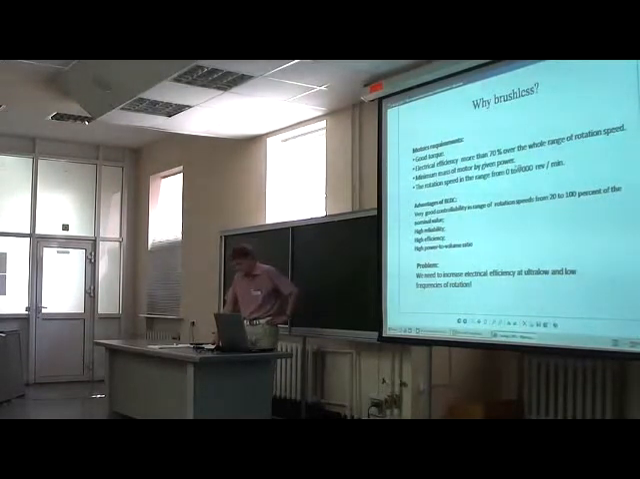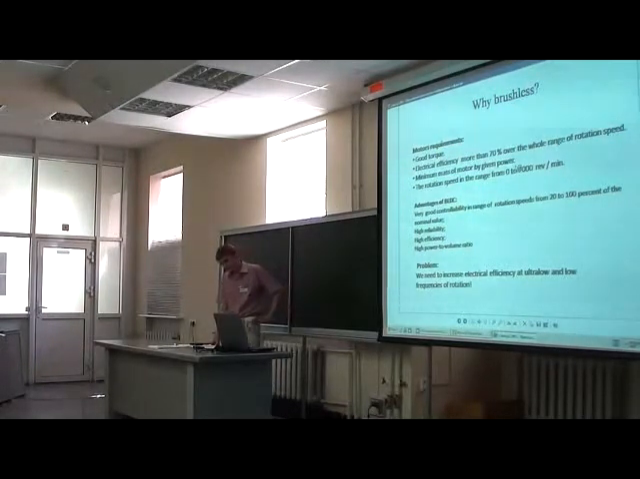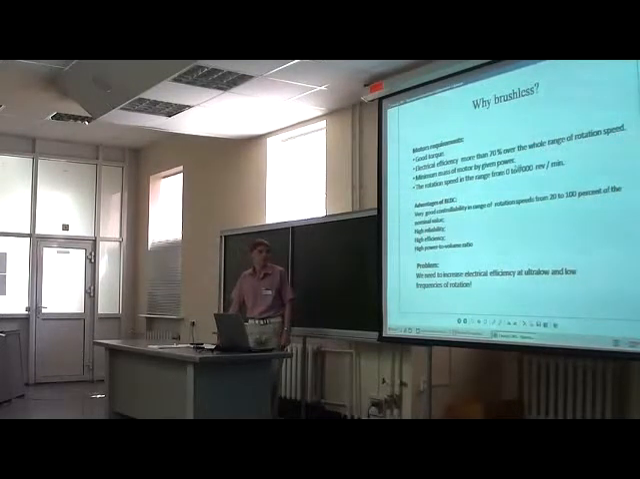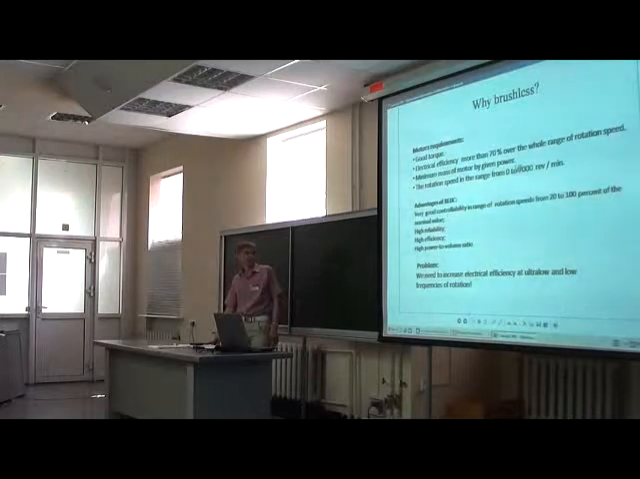The second one is the motor must have electrical efficiency more than 70% over the full range of the rotation speed. The third one is the minimum mass of the motor for a given power. And the last is the rotation speed. We need the rotation speed in the range from 0 to 7,000 revolutions per minute.